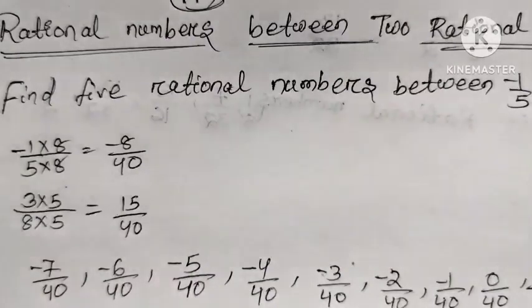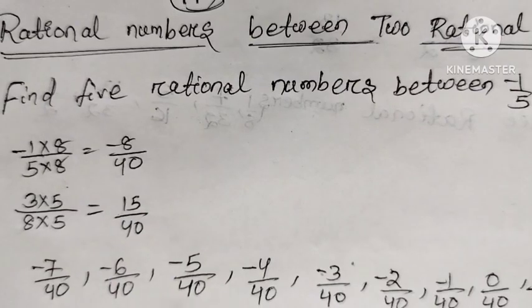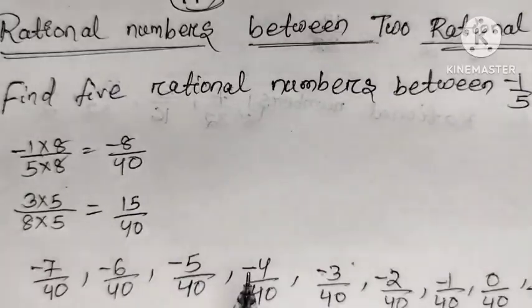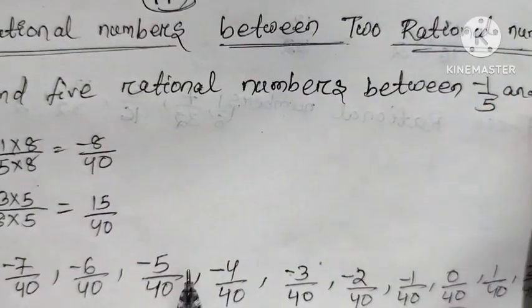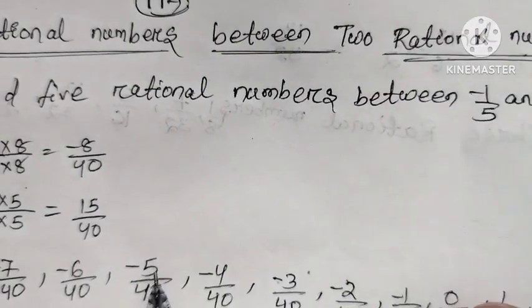Then the next concept is the last concept of this chapter: rational numbers between two rational numbers. Yes, how to find rational numbers between two rational numbers. There are two methods, and I have explained both to you. First method, see: find 5 rational numbers between minus 1 by 5 and 3 by 8.